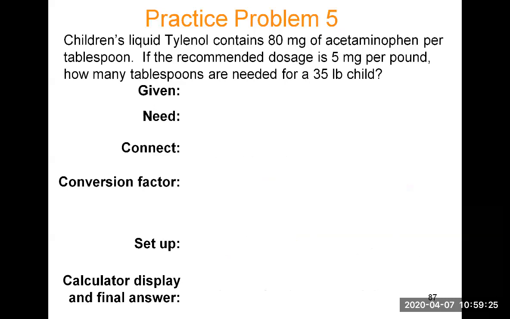Children's liquid Tylenol contains 80 milligrams of acetaminophen per tablespoon. If the recommended dosage is 5 milligrams per pound, how many tablespoons are needed for a 35-pound child?